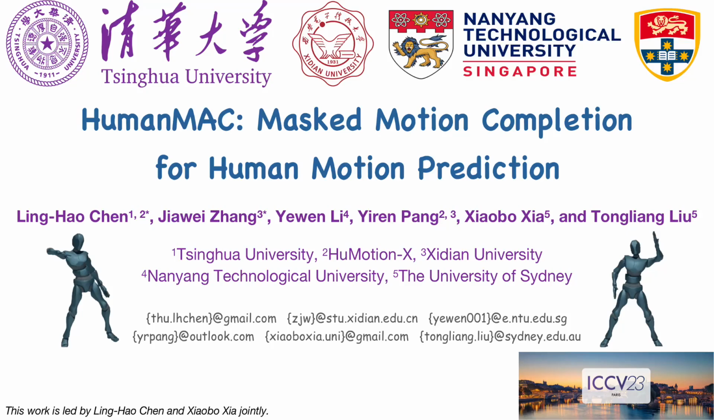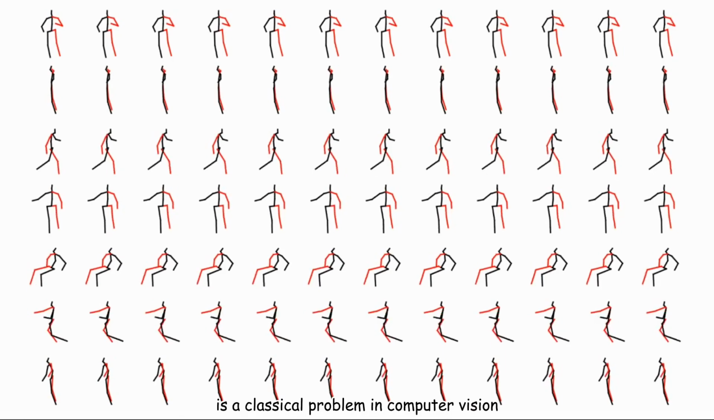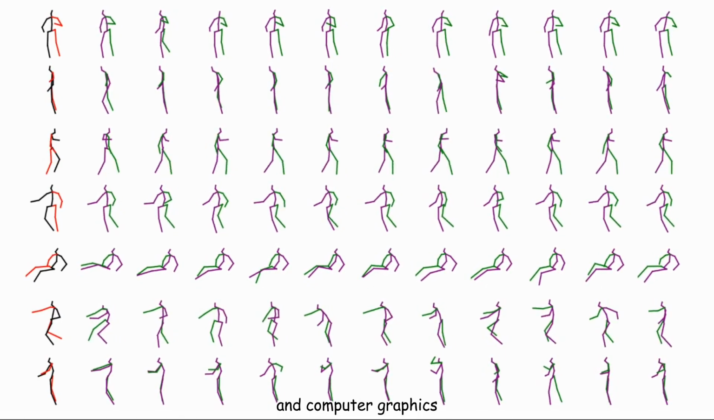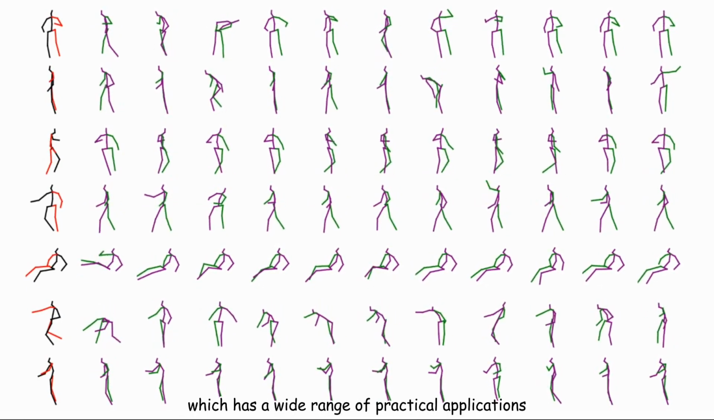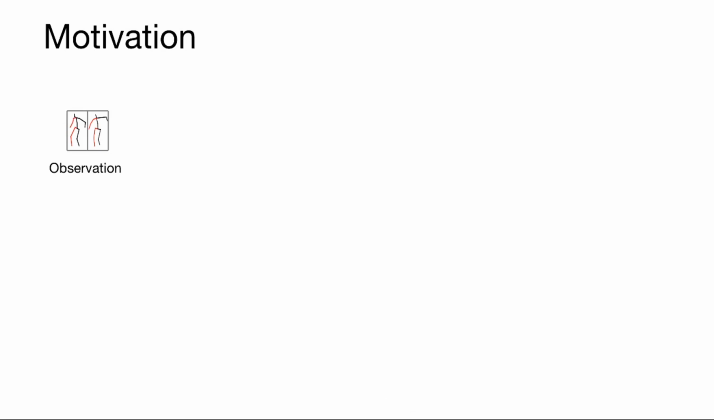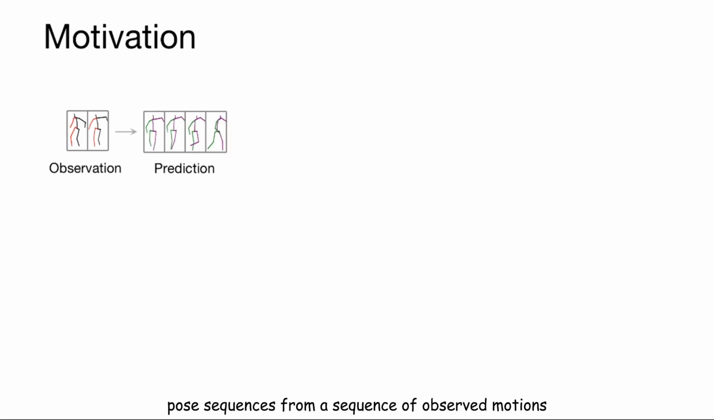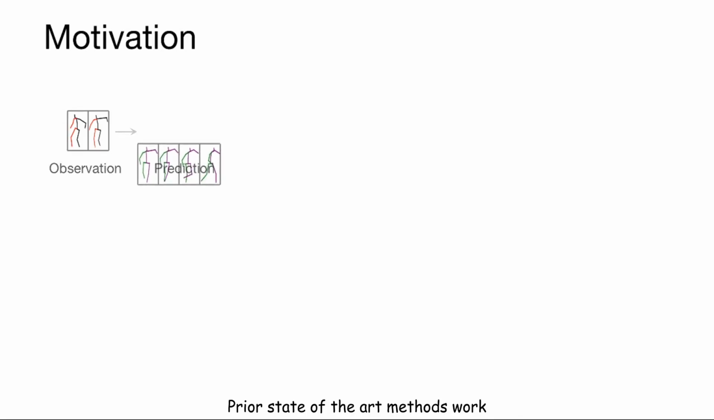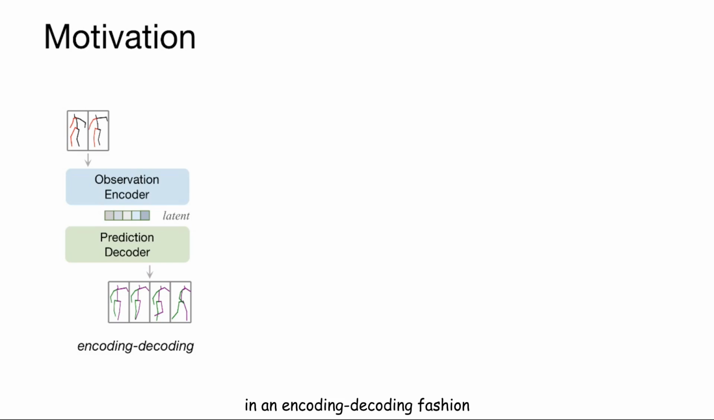HumanMAC, Masked Motion Completion for Human Motion Prediction. Human motion prediction is a classical problem in computer vision and computer graphics, which has a wide range of practical applications. The problem of human motion prediction, HMP, focuses on predicting possible future pose sequences from a sequence of observed motions. Prior state-of-the-art methods work in an encoding-decoding fashion to tackle the HMP problem.